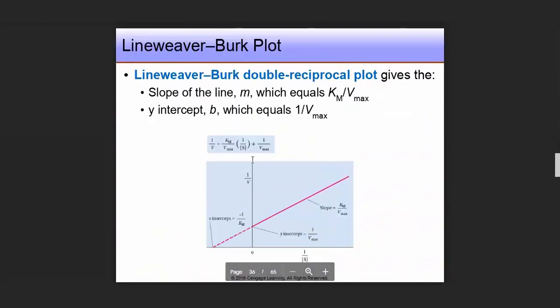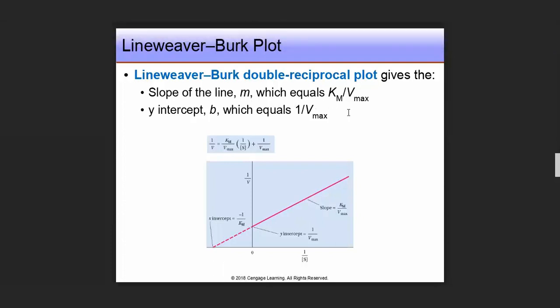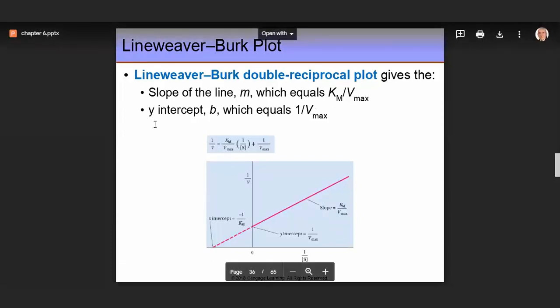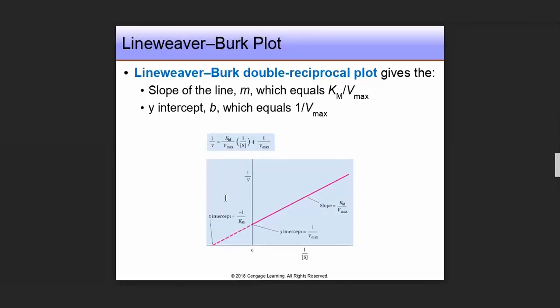Again, this is known as the Lineweaver-Burk double reciprocal plot. It gives the slope of the line, m, which equals Km divided by Vmax. Now, the y-intercept, b, equals 1 over Vmax.